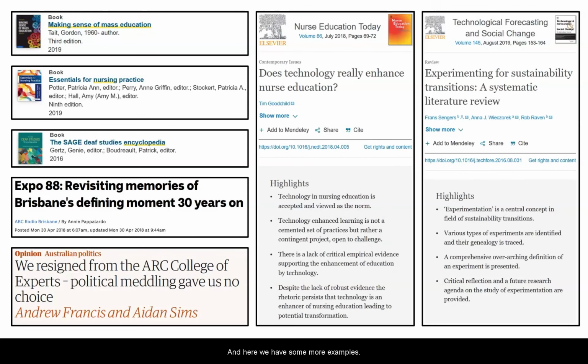And here we have some more examples. We have some books here which contain quite a broad range of information from many different sources, so they are secondary. We have an opinion piece from Expo 88 to throw back to our original set of examples, and another one just below that. And we have two journal articles as well, which are more focused on theory over original research findings.